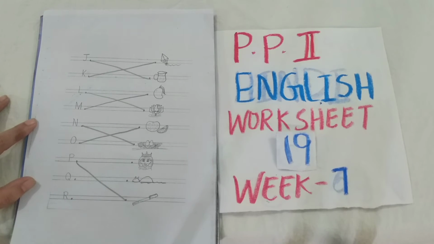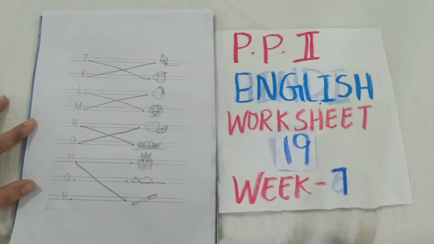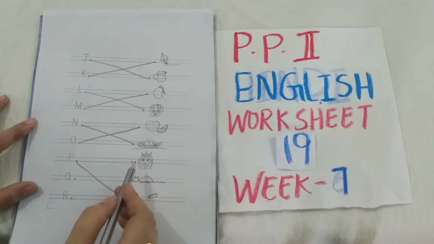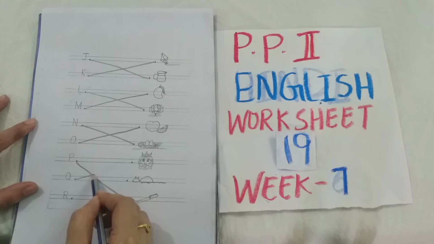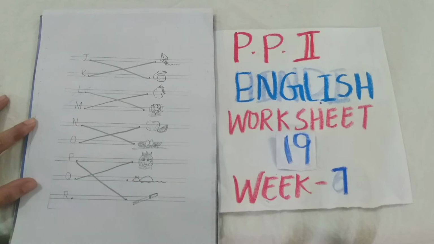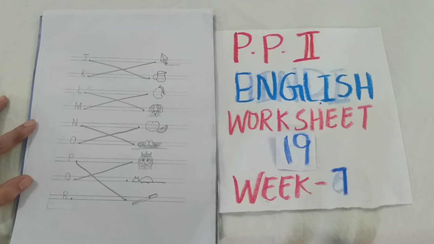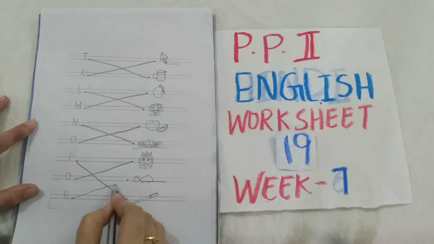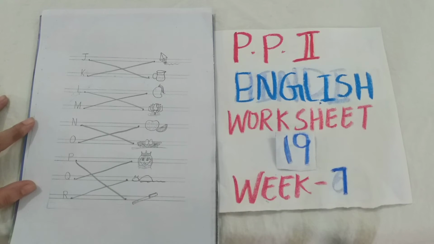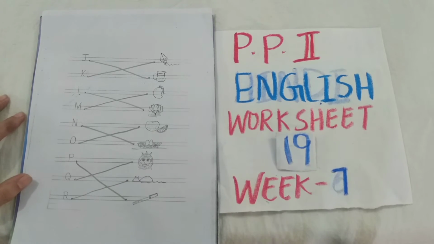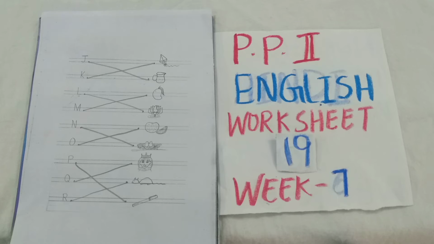Then Q. Q for queen. Queen picture is here. There only you have to match. Then R. R for rat. Yes. Just now we have completed our worksheet number 19. Now children, take out your worksheet number 20.